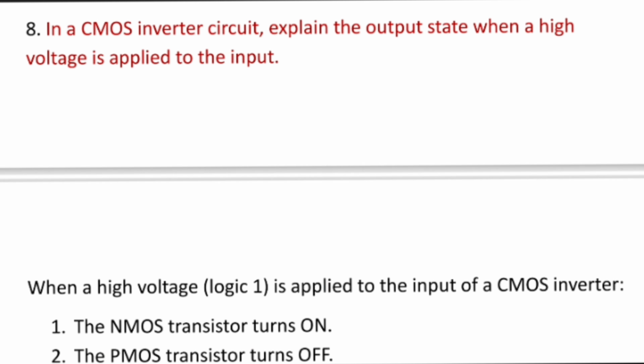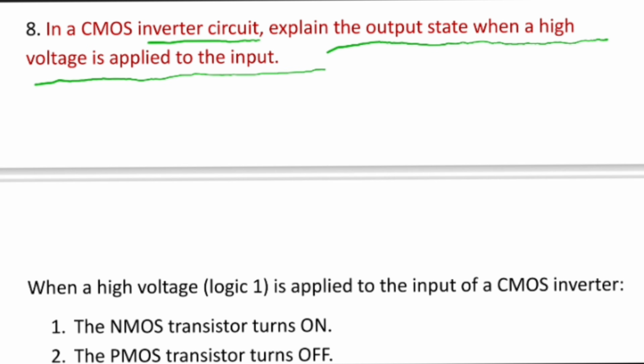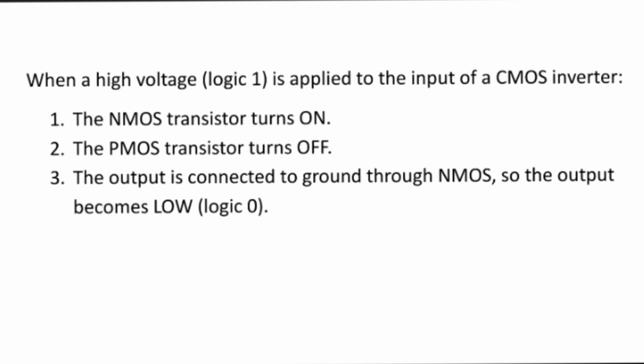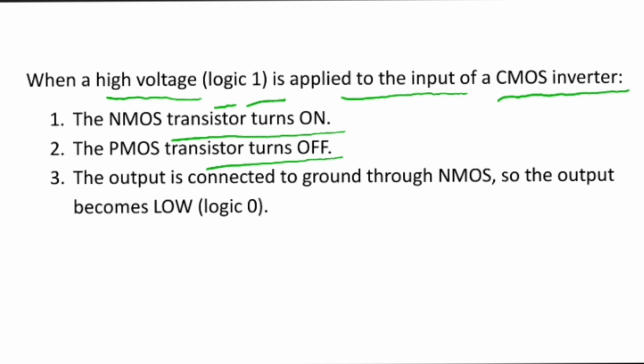And the eighth question: in a CMOS inverter circuit, explain the output state when a high voltage is applied to the input. When a high voltage, logic 1, is applied to the input of the CMOS inverter, what will happen? The NMOS transistor turns on and the PMOS transistor turns off. The output is connected to ground through the NMOS, so the output becomes low, logic 0.